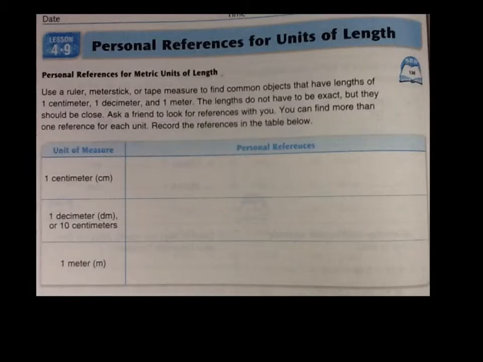At this time, you're going to open your math journal to the page shown up on the board. This is called Personal References for Units of Length. It's found on page 98. Do this now. You're going to turn and talk with a partner to come up with a unit of measure, a personal reference for a centimeter, a decimeter, and a meter. Then as a class, we're going to decide on our top one for each. Go ahead and turn and talk.